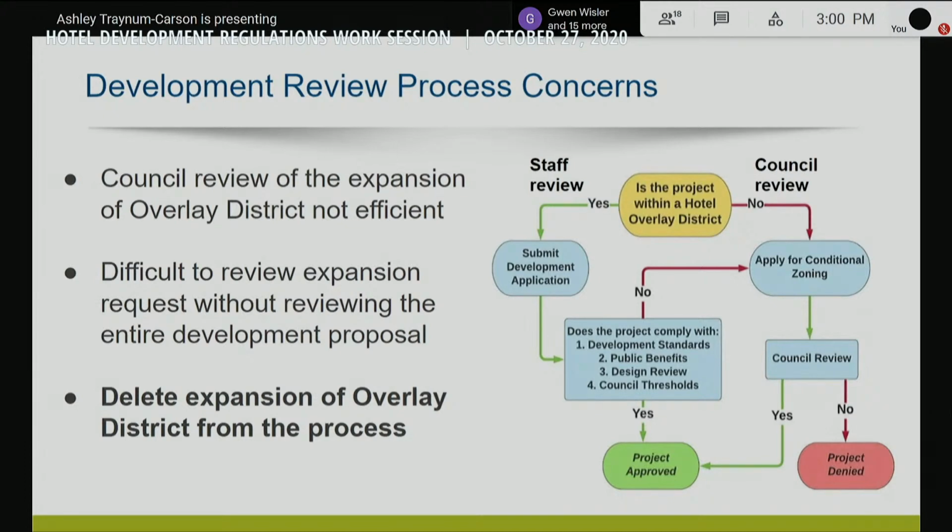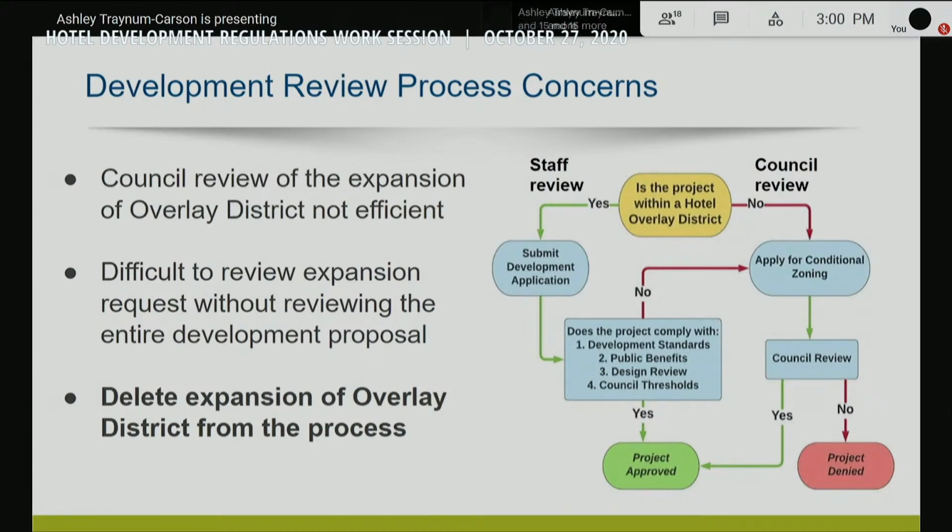Or we had an option at the last meeting that also showed an option to expand the zoning district. It was a detail in there, but we left some flexibility at the time that if you had a piece of property located just outside of the hotel overlay, a hotelier could ask to expand the overlay district into that other parcel. We've removed that option to try to simplify the development review process. So now it's just staff level review or council review via conditional zoning. So we've eliminated the option to expand the overlay district.